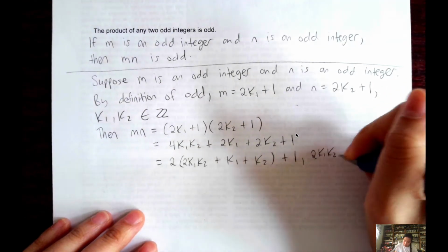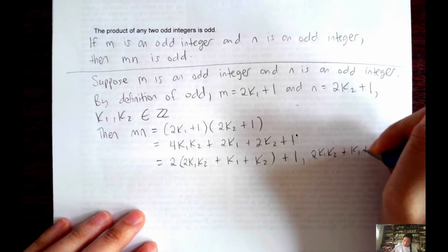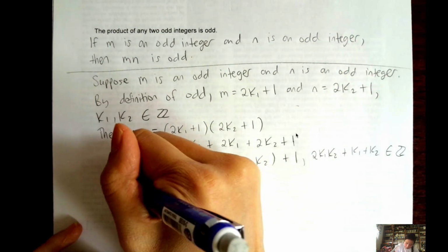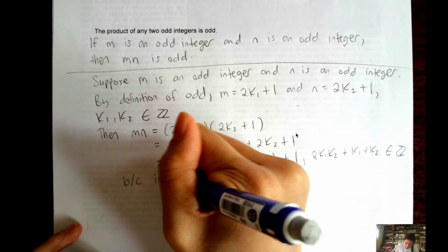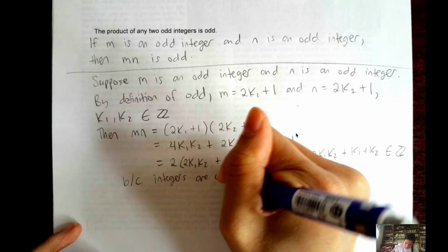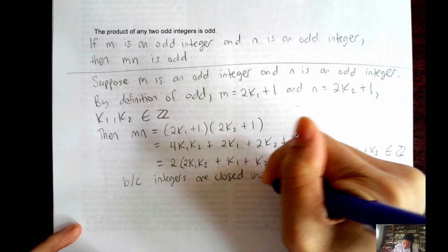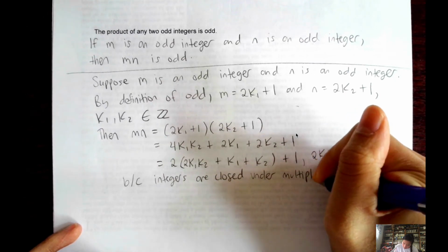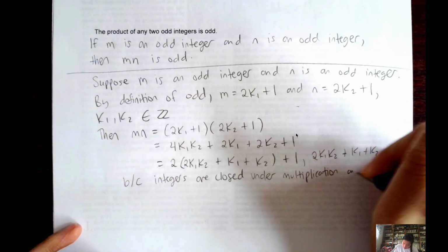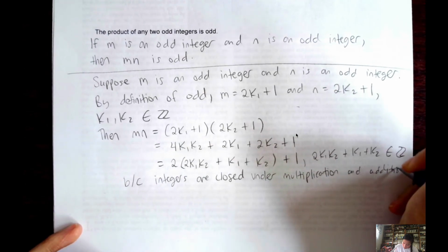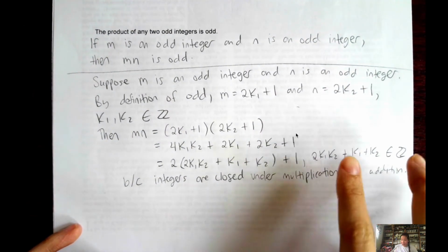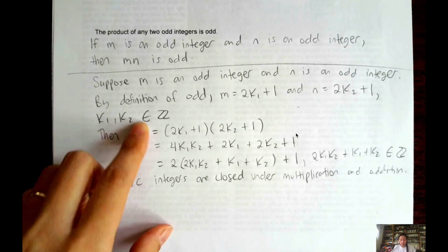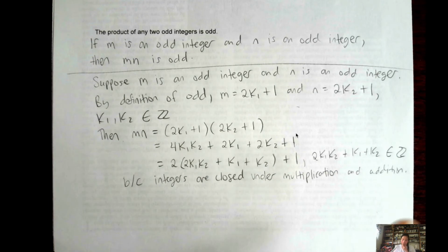2k1k2 plus k1 plus k2 is an element of the integers. How do I know that? I know that because integers are closed under multiplication and addition. Here we are multiplying integers together and we're adding integers together. And we indicated that k1 and k2 are integers up here, so that's how we know that.